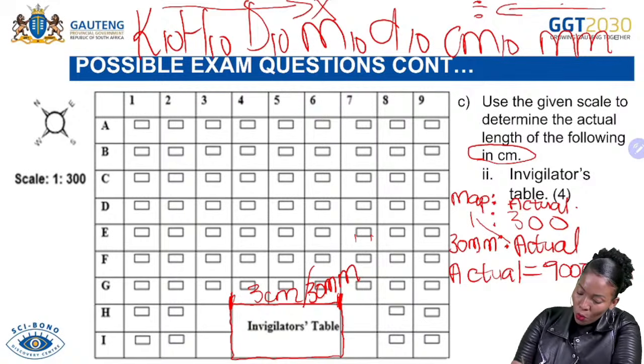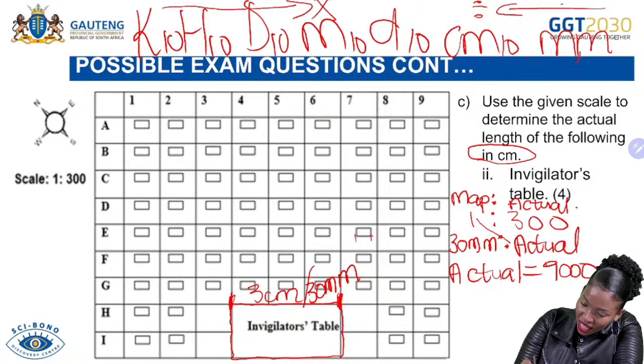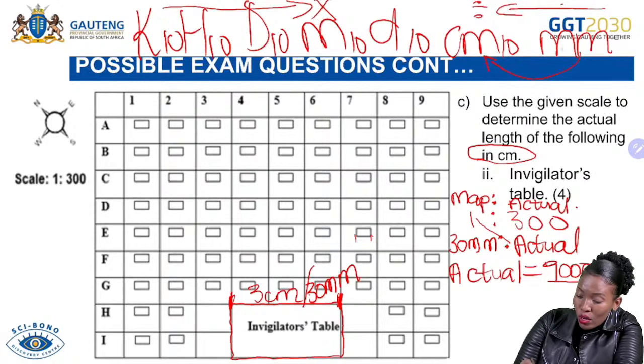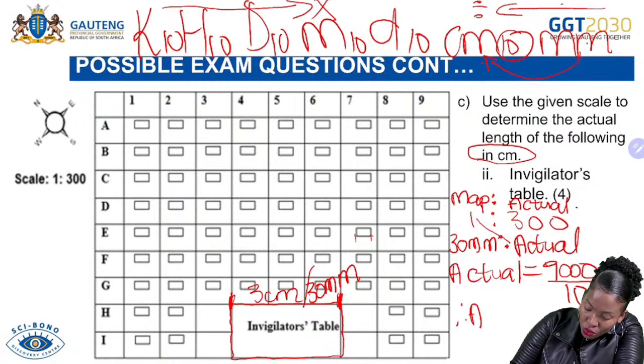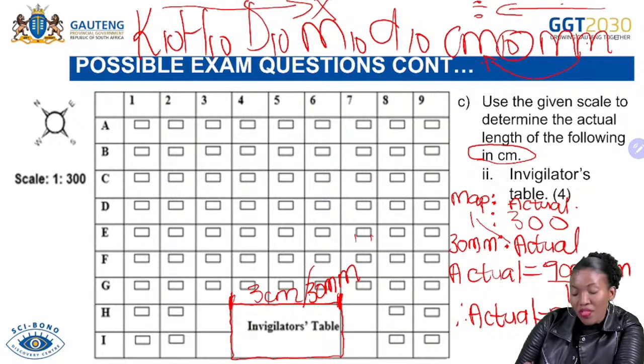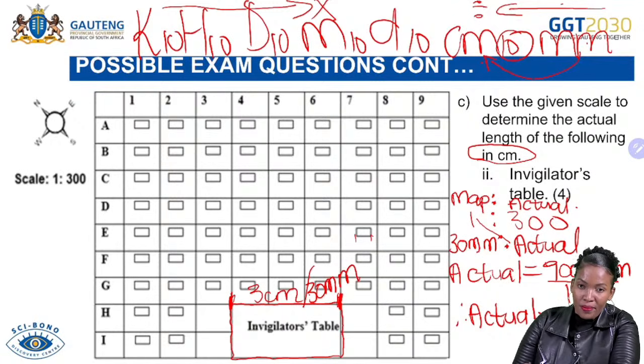So here, we want to convert from millimeter to centimeter. We are going back. When you are going back, it means we are going to do what? We are going to divide. And then we are going to divide by how much? By a 10, because between millimeter and centimeters, there is a 10. Therefore, the actual distance is equal to 900 centimeters. That is the actual distance.